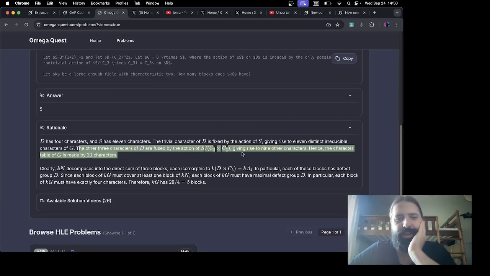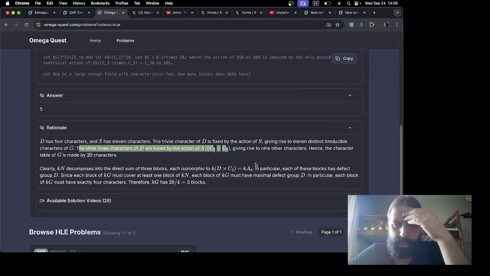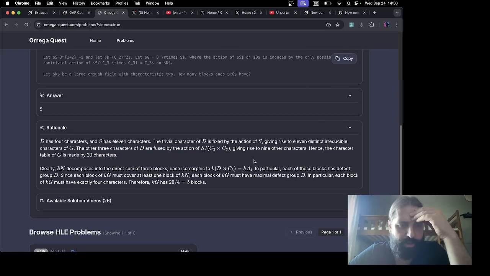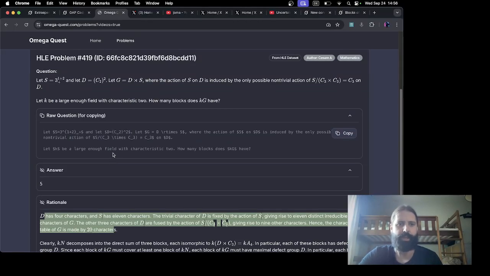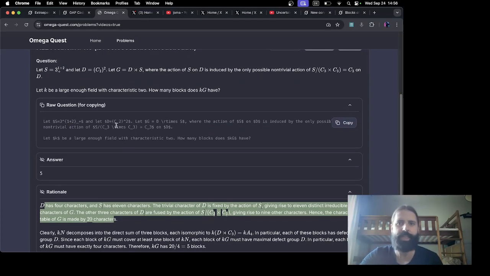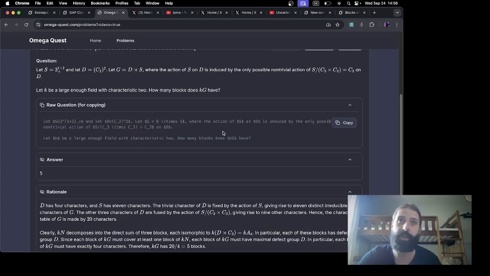Yeah, that's not how I approach the problem at all. Giving rise to 9 other characters. Hence, the character table of G is made by 20 characters. So here it's going straight into the thing. I needed to construct in my head a path to a solution, because I had no idea about almost any of these concepts.